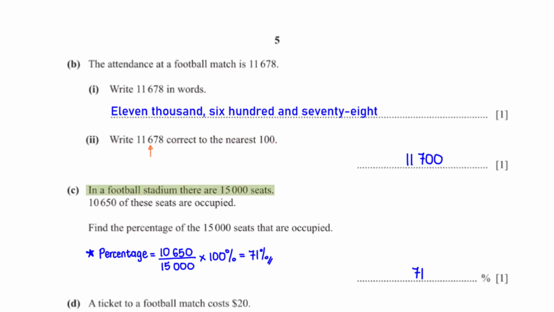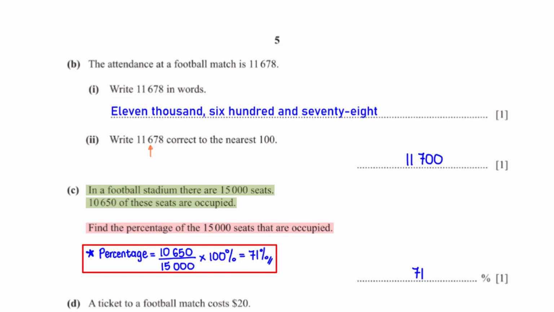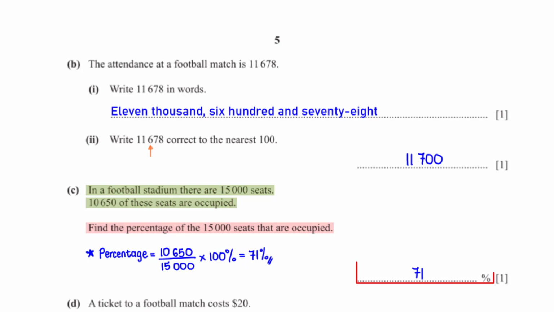In a football stadium, there are 15,000 seats. 10,650 of these seats are occupied. Find the percentage of the 15,000 seats that are occupied. To get this percentage, we divide the number of seats that are occupied, which is 10,650, by the total number of seats, which is 15,000, times 100%. This gives us 71%.